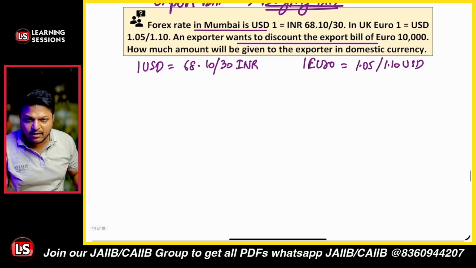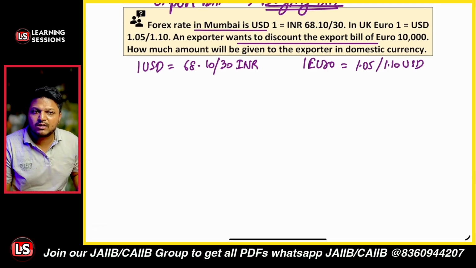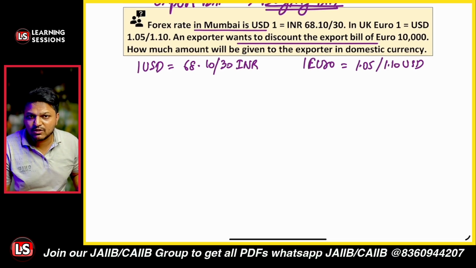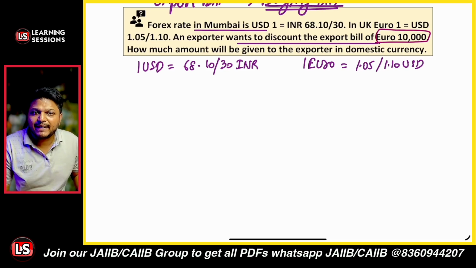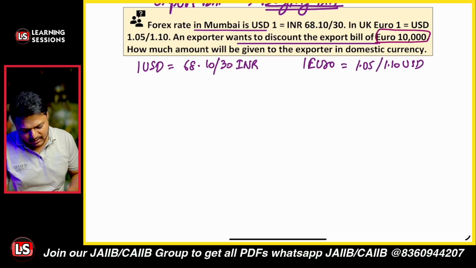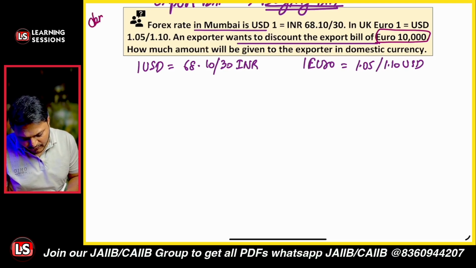Now it is said that the price of the USD is given to be this one, and for euro this is given to be this one. The exporter wants to discount the export bill which is worth euro 10,000. The amount of the bill is euro 10,000, and how much amount will be given to the exporter here? Now they have not said that a credit period is given, so this is the case of a demand bill of exchange. There is no delay actually, right?